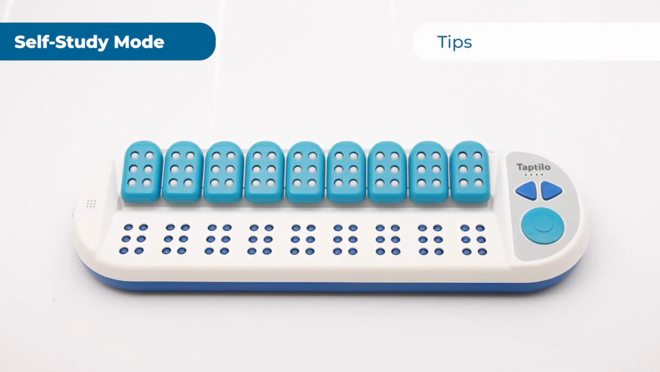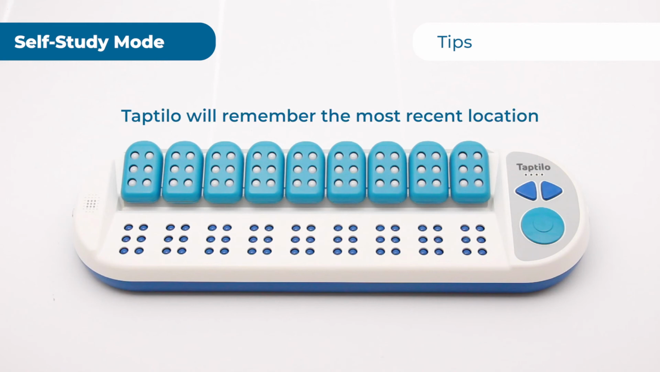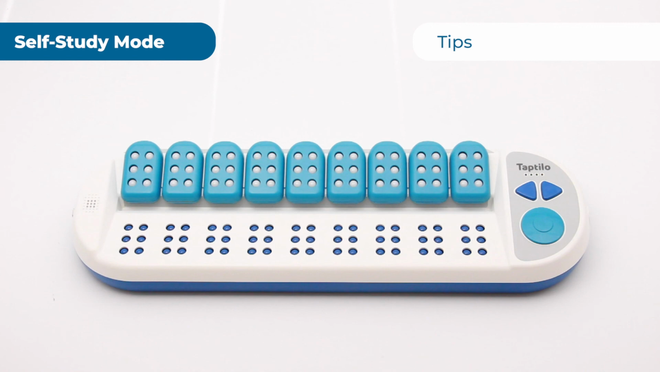Finally, we'll go over some tips for using self-study mode. First, Taptilo will remember the most recent activity that you were on when you restart. For example, if you were on read, numbers, and then you turn it off, the next time you turn it on, you will be automatically directed to the same location.